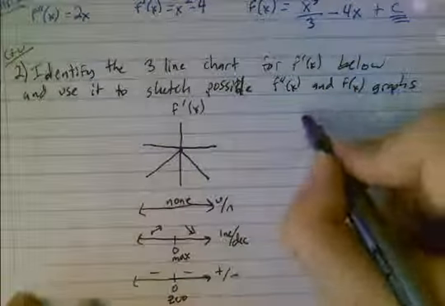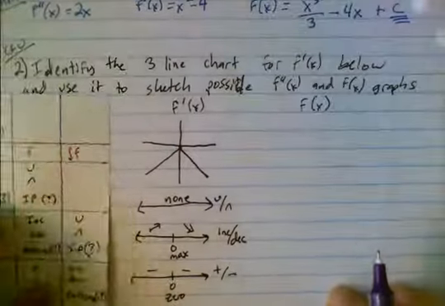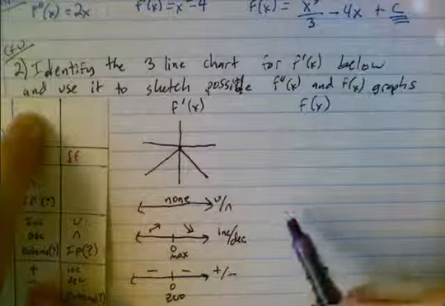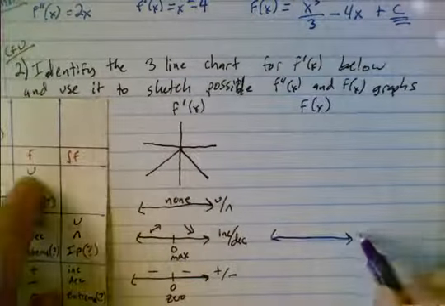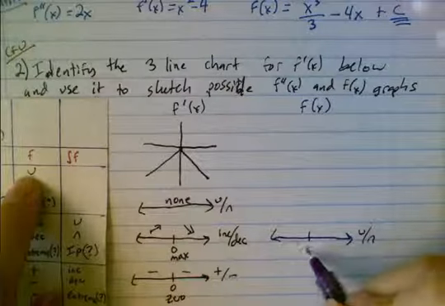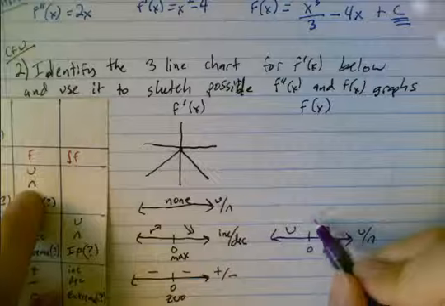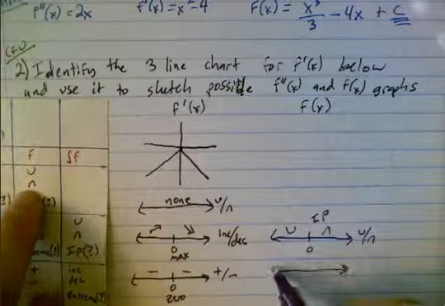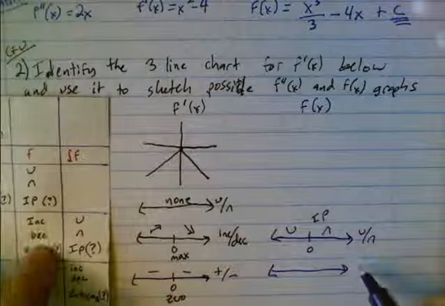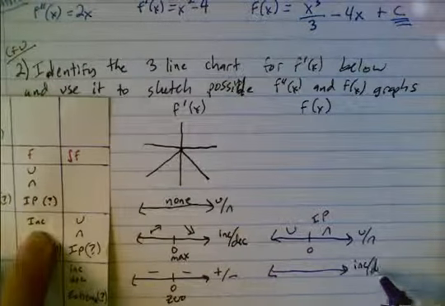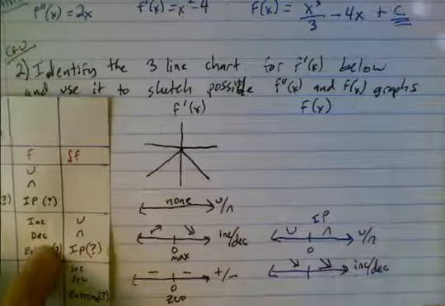So let's translate to f of x. No translation. Translates to concavity. So increasing to concave up, decreasing to concave down. There's an inflection point right there. Positive negative translates into increasing, decreasing. It's always negative, so that means decreasing, decreasing.